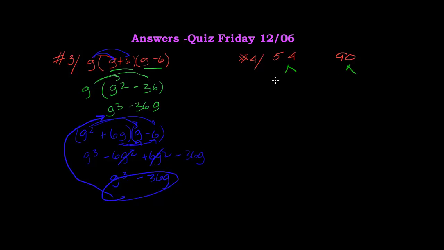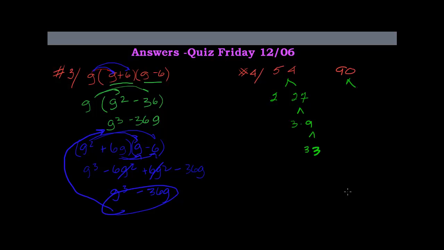I want to emphasize that you should make a ladder here and start with 2, since this is even and this is even. This is 2 times 27. 2 is a prime. This is 3 times 9, and that is 3 times 3. So that means that our factoring is 2 to the first times 3 to the third. Sorry, that's a little messed up there. This is 3 to the third.